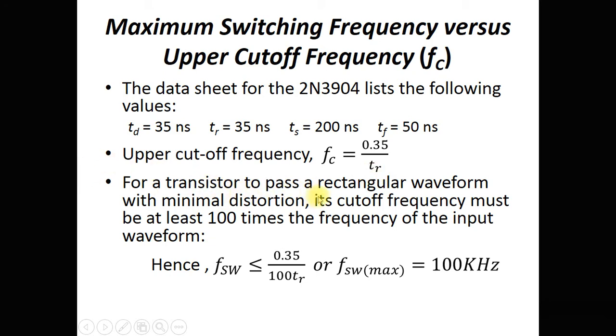So for a transistor to pass a rectangular waveform with minimal distortion, its cutoff frequency must be at least 100 times the input frequency. This is again a design rule. While selecting the transistor you have to take care of these things. The frequency of the input waveform, FSW, should be less than or equal to 0.35 divided by 100 times TR, or the maximum switching frequency should be 100 kilohertz in this case. So corresponding to the switching frequency that you select, you are supposed to select the transistor based on these criteria.